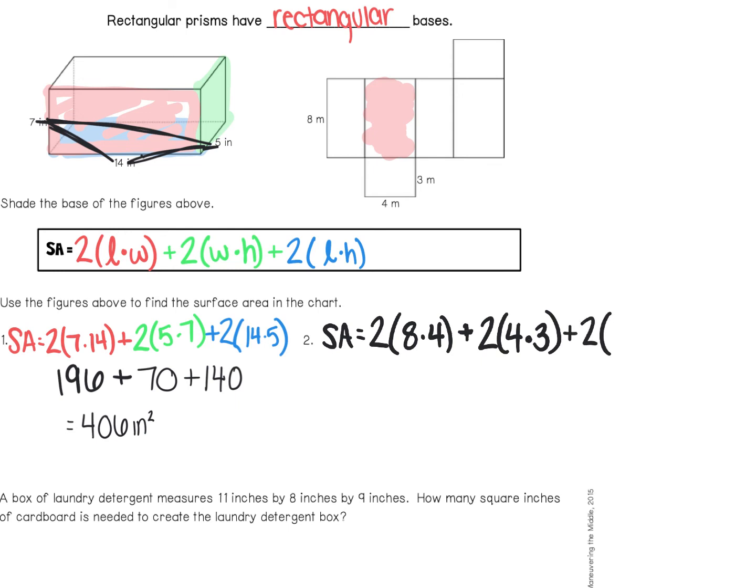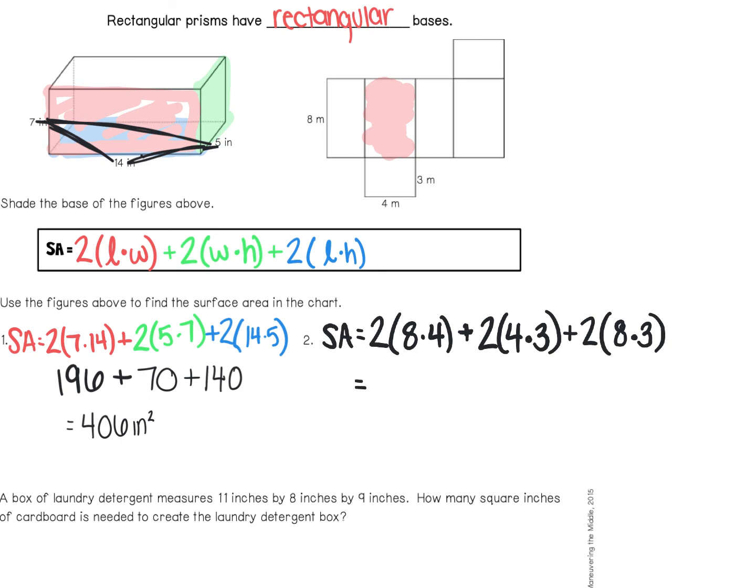Plus 2 times, what's going to be that last set then? 8 and 3 are the last 2 pieces that haven't been multiplied together yet. So you can see the 8 has been matched with the 4 and the 3, and then the 3 and the 4 were matched together as well. Okay? And then we're just going to multiply.